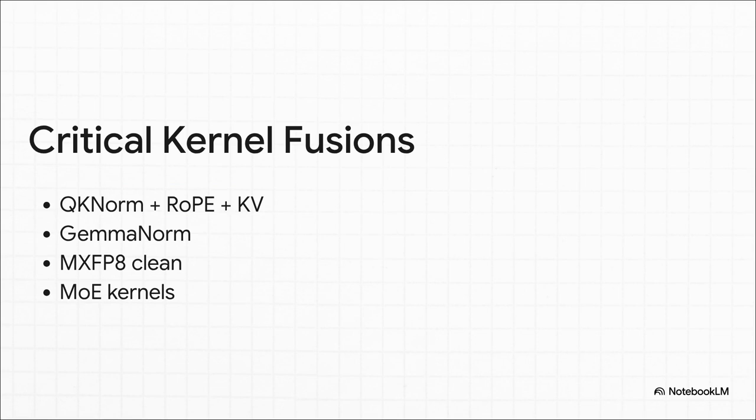And on top of that, we have these critical kernel fusions. You know how in GPU programming, every time you launch a new operation or kernel, it takes a tiny bit of time. Well, by fusing small operations together, like combining normalization, position encoding, and the KV cache insert into one single step, you massively reduce that launch overhead. They've also cleaned up the quantization paths for the MXFP8 mixture of experts weights. Fusing all these operations keeps those round trips to the high bandwidth memory to an absolute minimum.